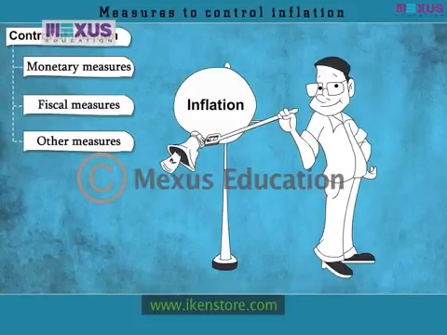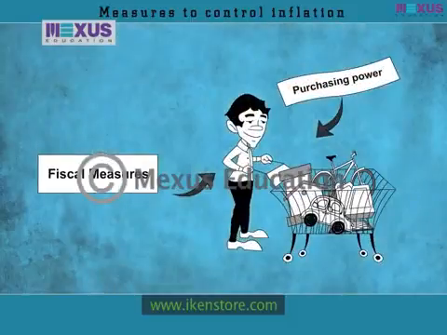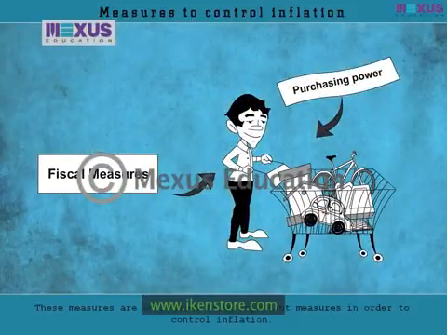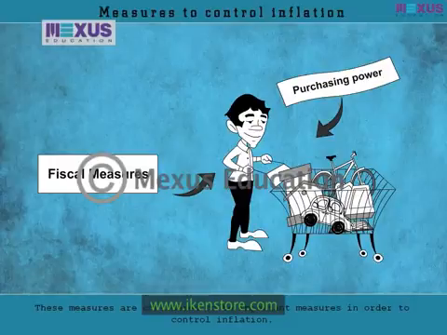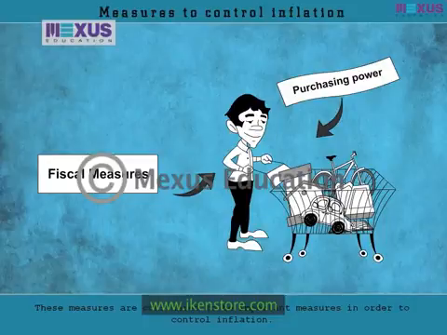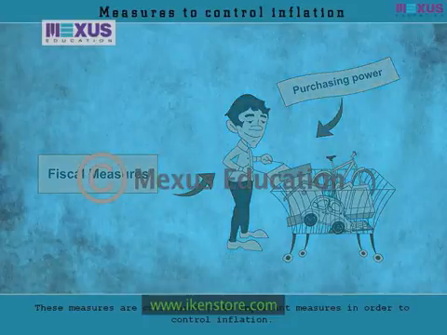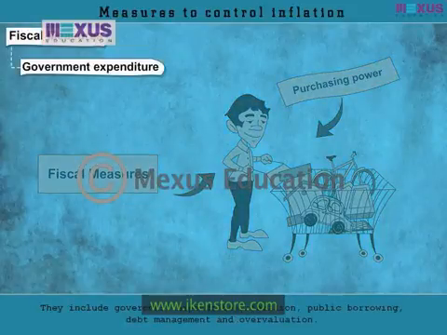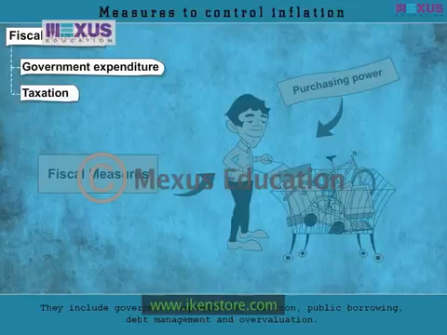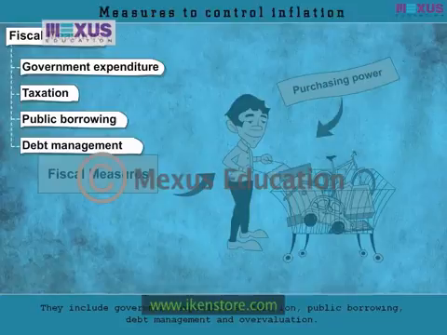A quick look at a few of the fiscal measures to control inflation. Fiscal measures. These measures are adopted by the government to affect the changes in purchasing power with the public. They include government expenditure, taxation, public borrowing, debt management, and overvaluation.